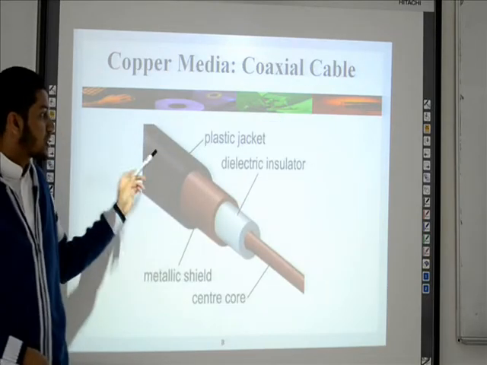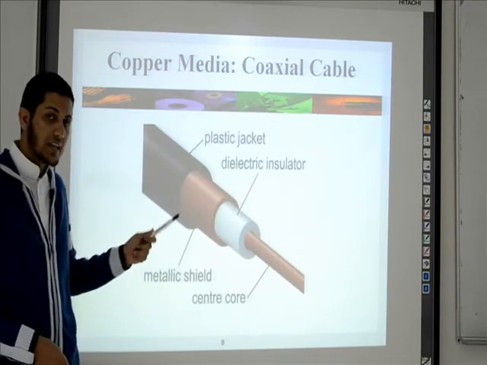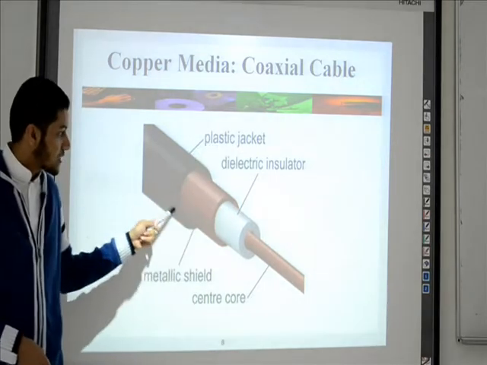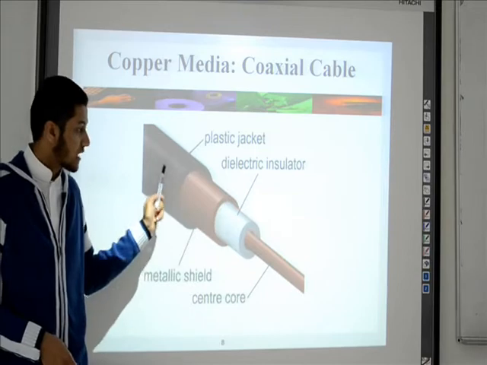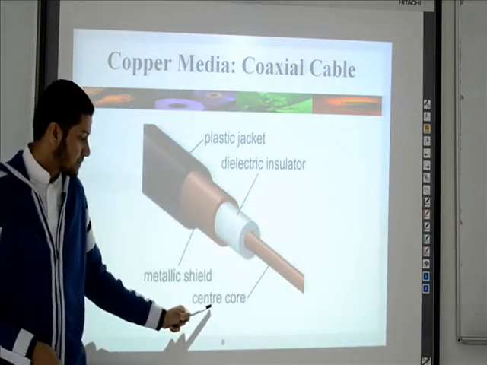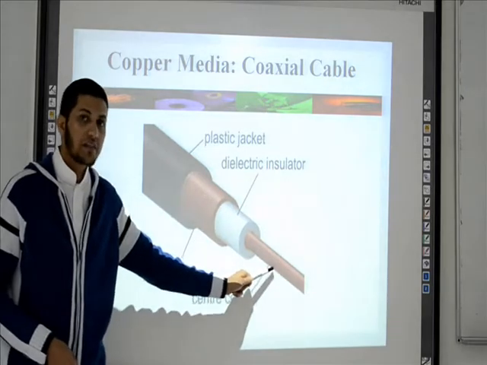This is the unshielded or the second type of coaxial cable. And we have the plastic, as we see. This is another picture, and you will understand it in more detail. And we have the center core, and this is the connector.